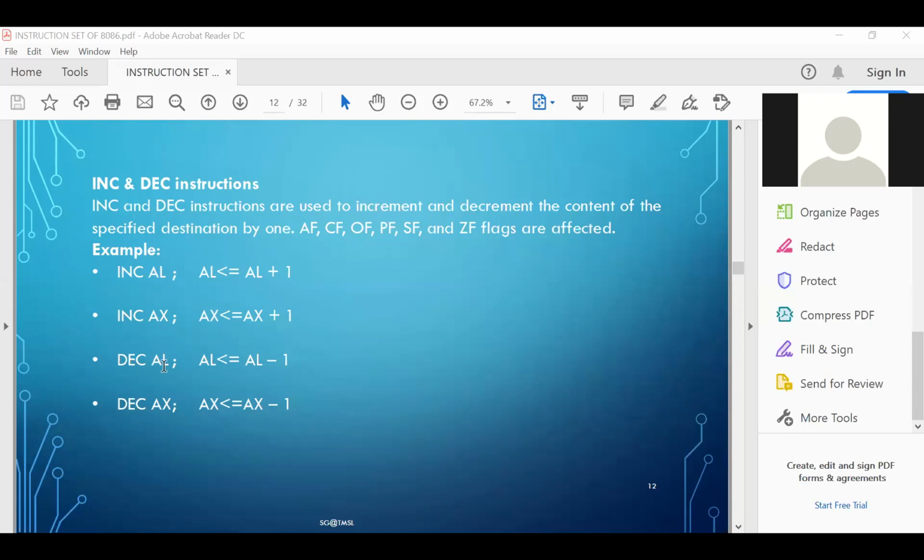DEC AL, decrement AL, and the new value of the AL will be AL minus 1. So the content of AL should be decremented by 1 every time. DEC AX means the new value of the AX will be AX minus 1. The content will be decremented by 1.